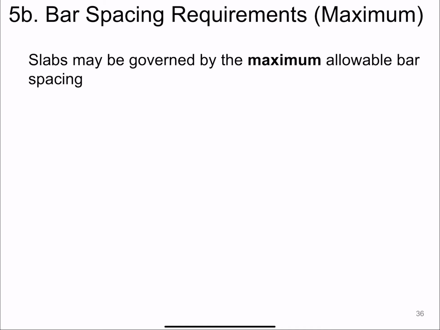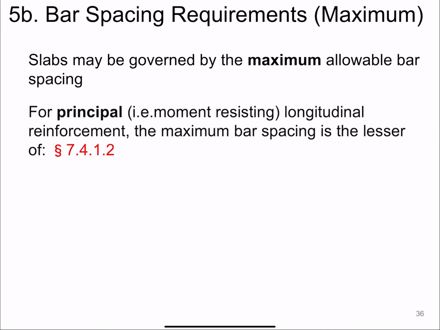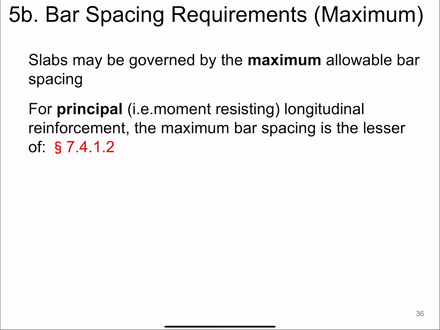What about the maximum requirements? You don't want to get your bars spaced too far apart. Well, that may control the maximum spacing. When you finish calculating your steel, you may find that you need bars at 700 mm, very widely spaced. Well, no, that's not allowed. So for principal moment resisting longitudinal steel, the maximum bar spacing is the least of 3 times the thickness of the slab, or 500 mm. Whichever is less.